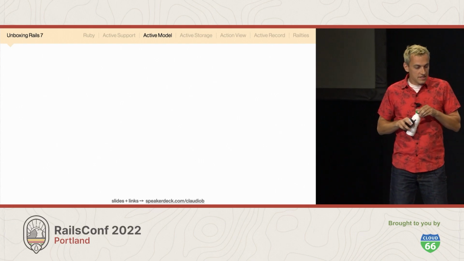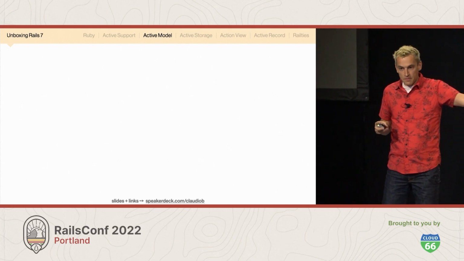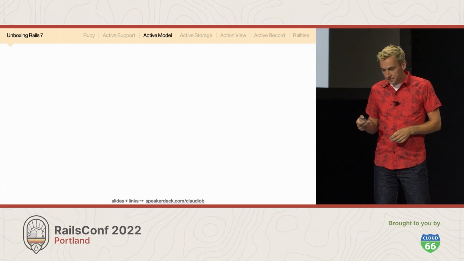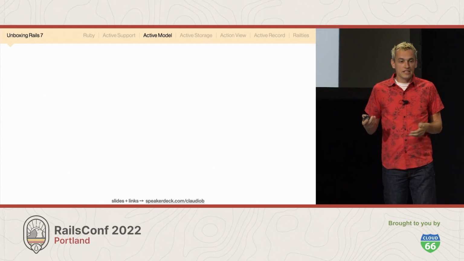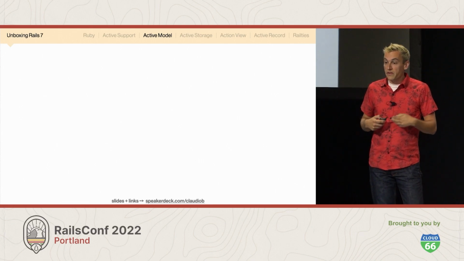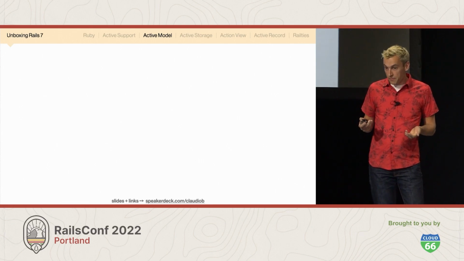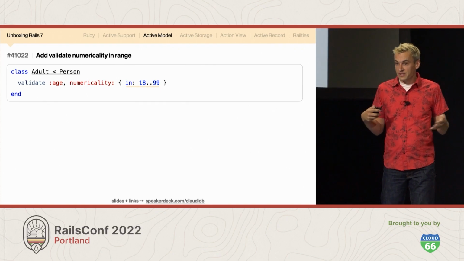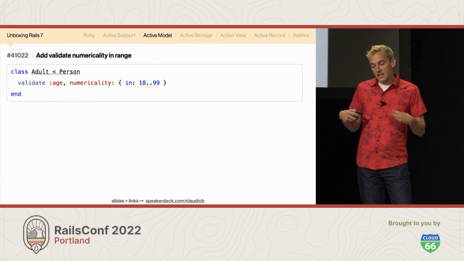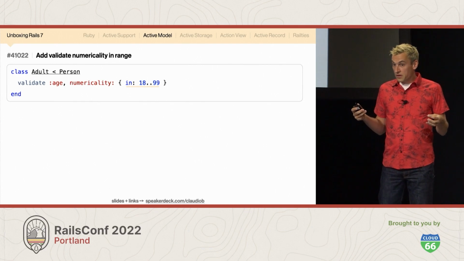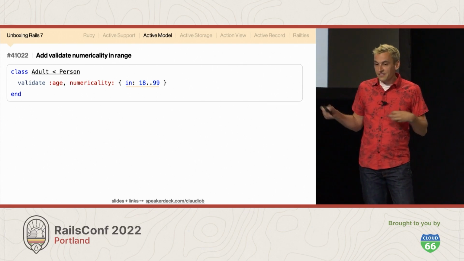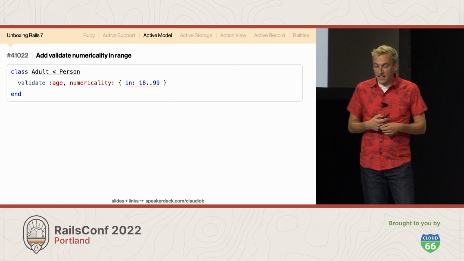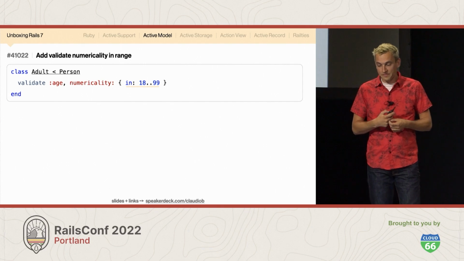OK, Active Model. This is the library of Rails that helps you with models, so attributes, errors, validations. One of the validations that already exists is validate numericality, to check if an attribute is a number. But an addition in Rails 7 is that now you can pass a range. So you can say, is the age of an adult a number, and is it within 18 to 99? If it's not, then that instance is invalid.